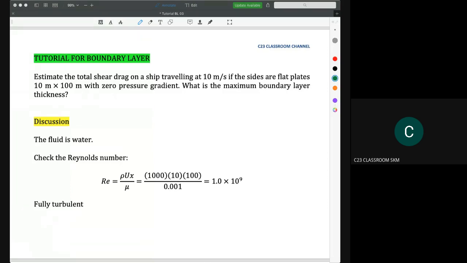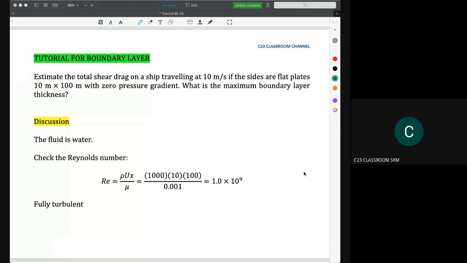Now we are looking at another question for boundary layer. Estimate the total shear drag on a ship traveling at 10 meters per second if the sides are flat plates 10 meters times 100 meters with zero pressure gradient. What is the maximum boundary layer thickness?